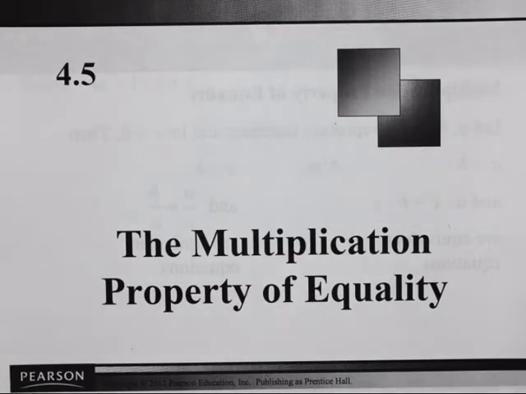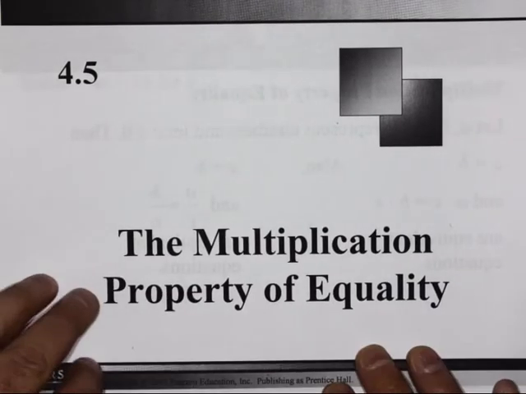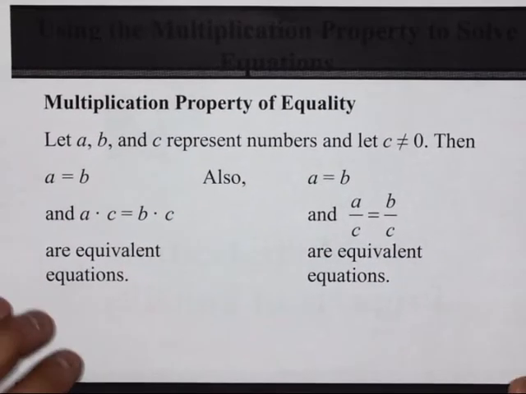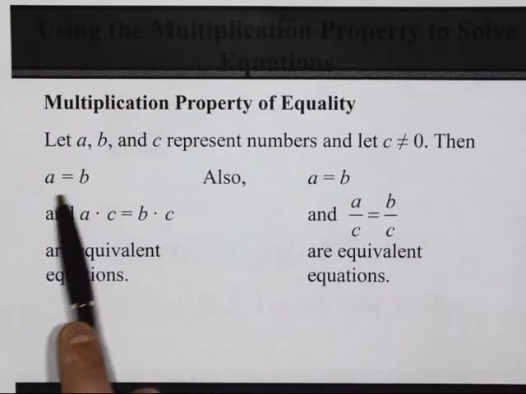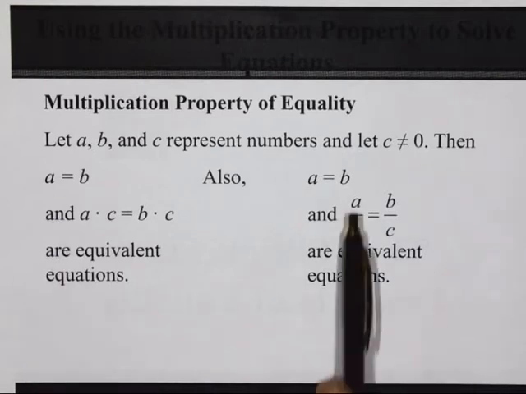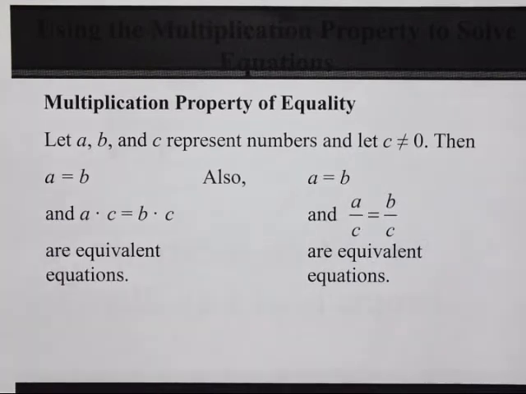This video is in regards to Module 4, Section 5, Multiplication Property of Equality. Essentially, the multiplication property of equality states that if you have two expressions that are equivalent, and you multiply both sides of that equation by the exact same number, then the resulting expressions are still equivalent. Or if you divide both sides of that equation by the same number, the resulting expressions are also equivalent.